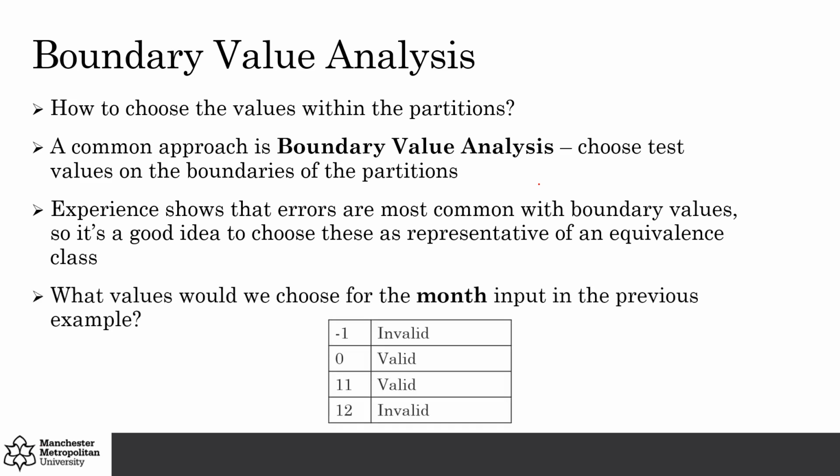So for example, with that month input on the last slide, we know that -1 was going to be invalid and we know 0 was going to be valid. So it makes sense to test those values at those equivalence partitions or those boundaries. And on the opposite end, 11 is valid for a month and 12 is invalid. So it makes sense to check things on either side of that boundary, 11 and 12. Because as you saw from one of those first quotations, bugs tend to congregate at boundaries. So that's why it makes sense to test boundaries.